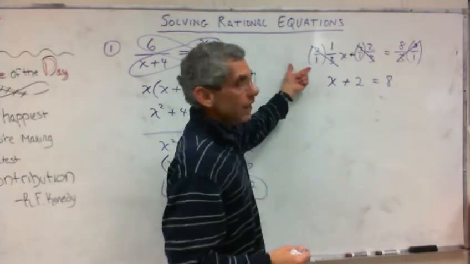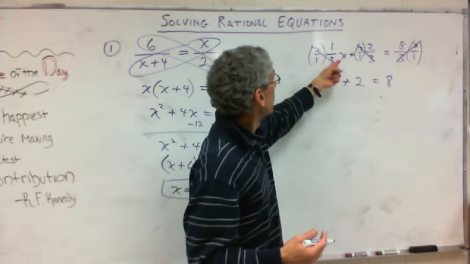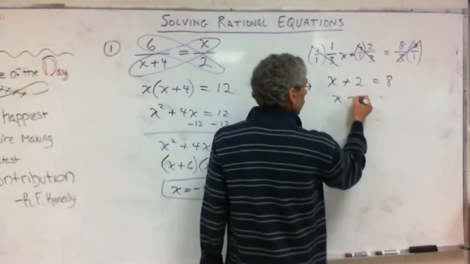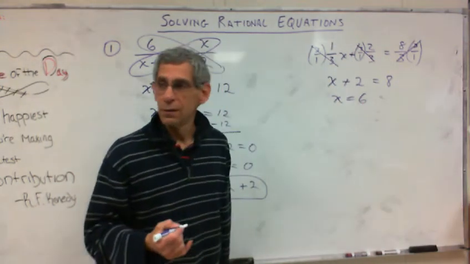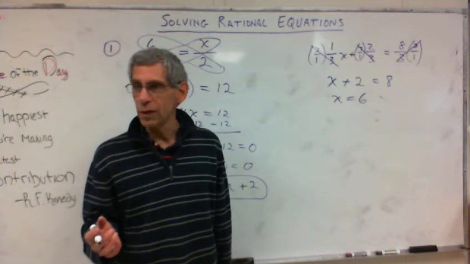So I could have even done that in my head. I could have just said, okay, multiply everything times 3, get rid of the denominator, it's just x plus 2 equals 8. Subtract 2, x is equal to 6. That was so easy. Right? You're all with me, right? Remember this trick I taught you?